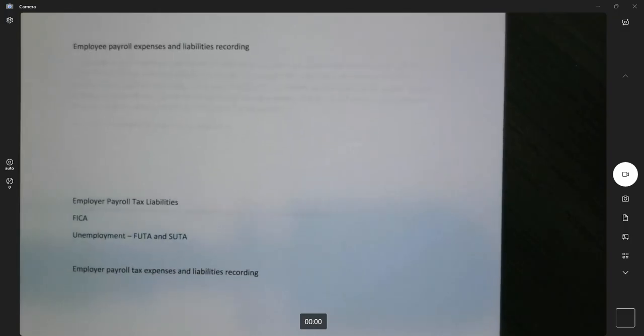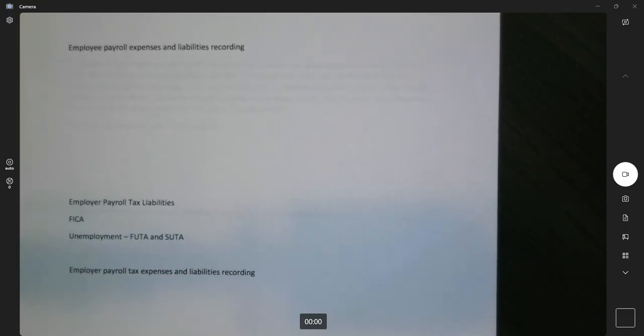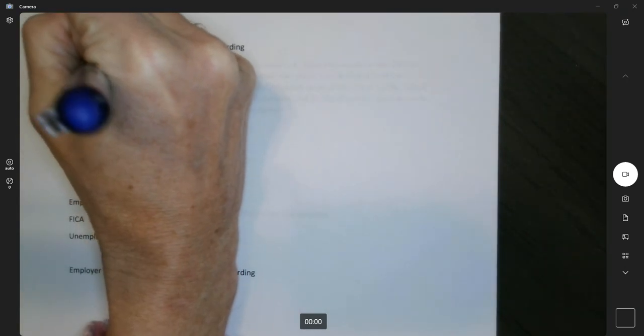Up first, there are going to be basically two main big journal entries that you would see related to payroll. The first one is the employee payroll expense and liabilities recording. We don't have numbers for this. I just kind of want you to have some things that are involved, okay? Typically, whatever the salaries expense will be debited.